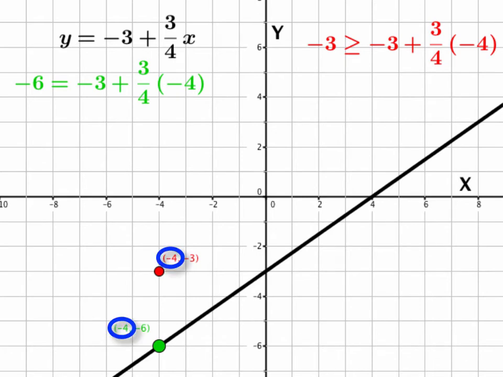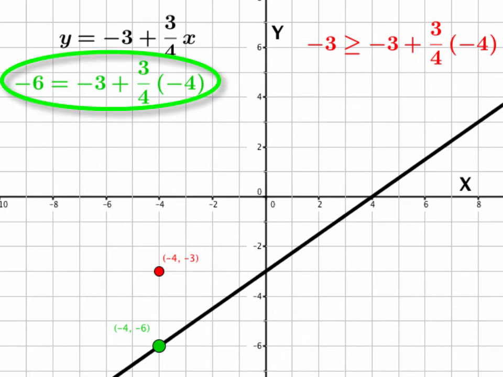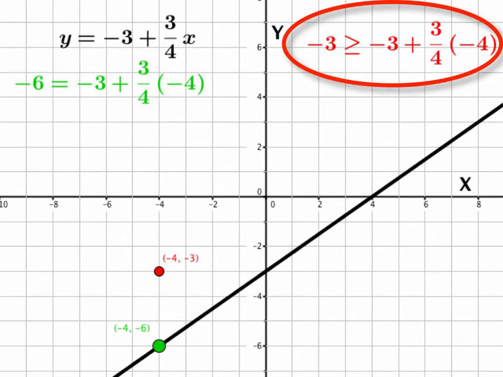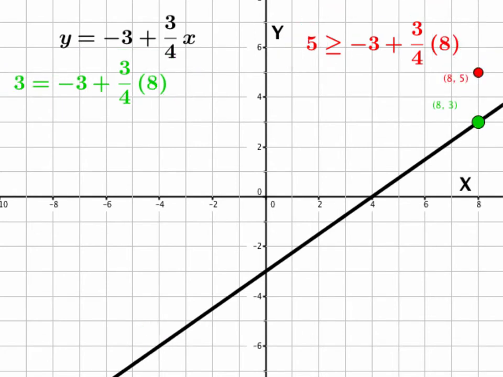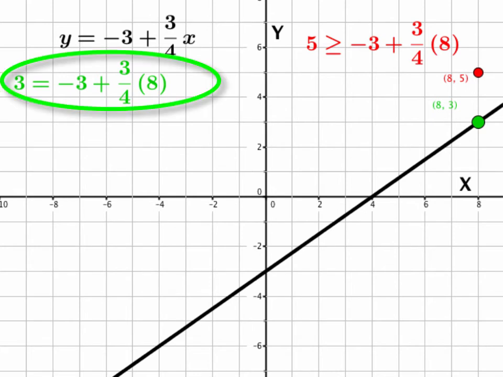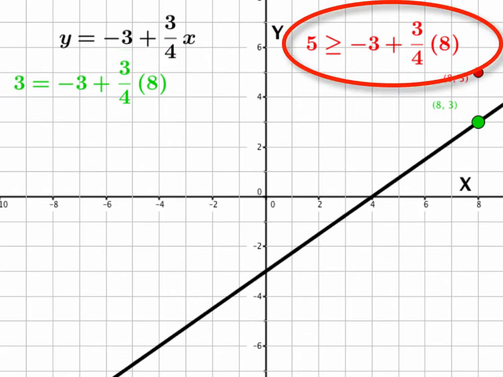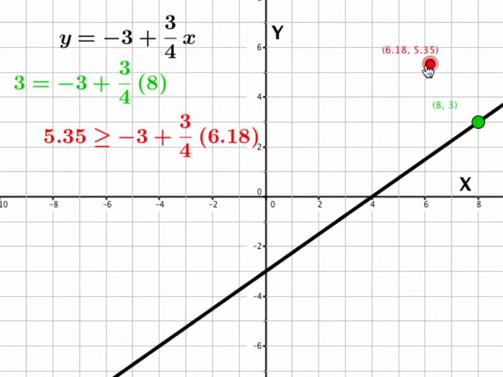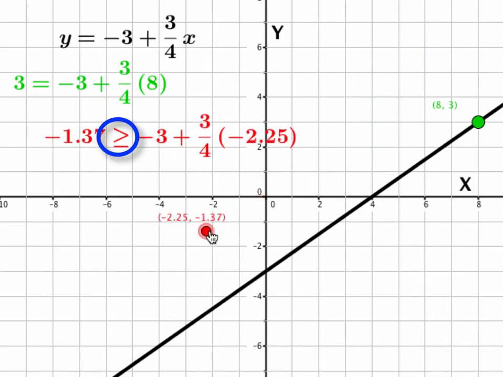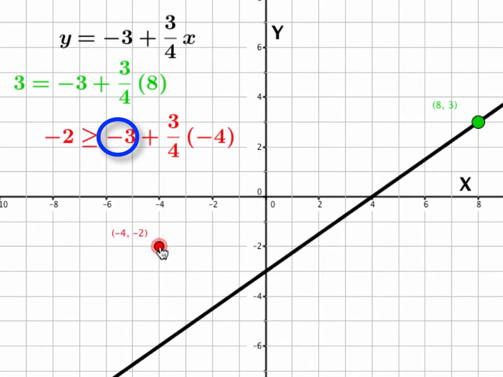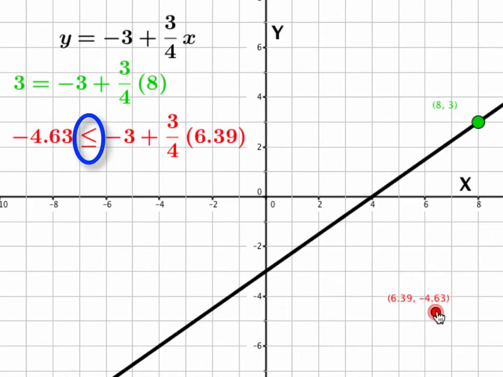The x coordinates are the same, they're both negative 4, and of course, in our point in green, negative 6 was exactly equal to negative 3 plus 3/4 the x value. So in our point in red, of course, negative 3 is going to be greater than that. Or for these two ordered pairs, for the ordered pair in green, 3 was exactly equal to negative 3 plus 3/4 times 8. So of course 5 is greater than negative 3 plus 3/4 times 8. And for any point above our boundary line, it will always be the case that y is greater than negative 3 plus 3/4 x. Of course, for any point below our boundary line, it will be the case that y is less than negative 3 plus 3/4 x.